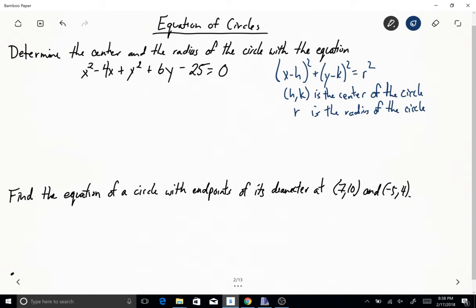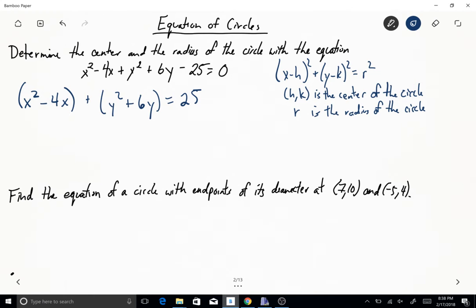So first things first, just to make our lives a little bit easier, you might think it's r squared, but it's not going to be right away. But let's start grouping some things in appropriate places. So with our equation here, we have x squared minus 4x plus, we have y squared plus 6y. And then move the 25 on over, because the constant should appear on the other side.